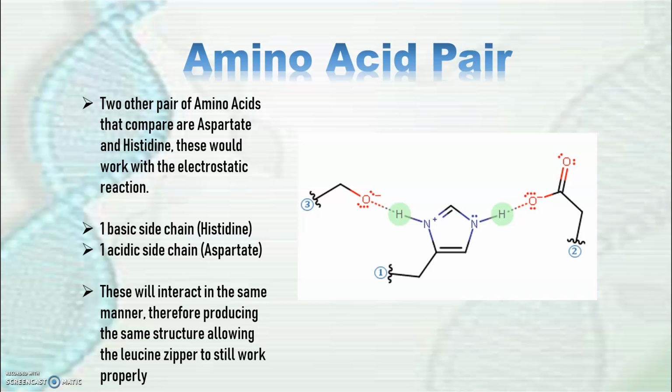Amino acid pair. Another set of amino acid pair that would be comparable would be aspartate and histidine. These would work with the electrostatic interactions. You would basically need one basic side chain and one acidic side chain. Your basic side chain is histidine, and your acidic side chain is aspartate, and there's a picture of those to the right. And these will interact in the same manner, therefore producing the same structure, allowing the leucine zipper to still work properly.